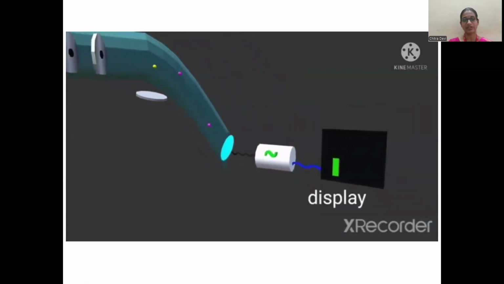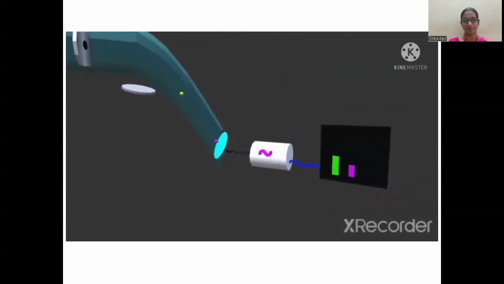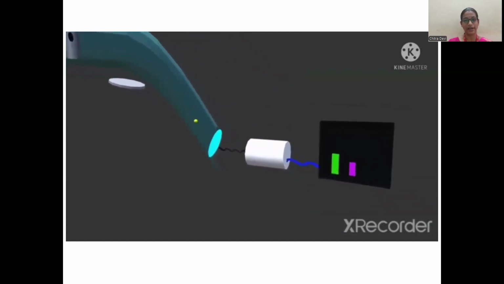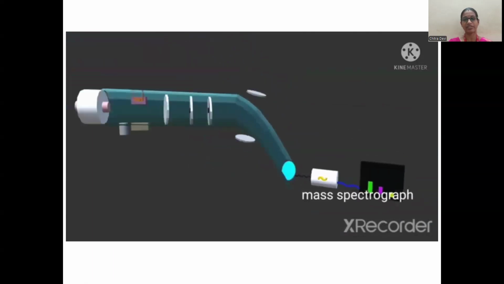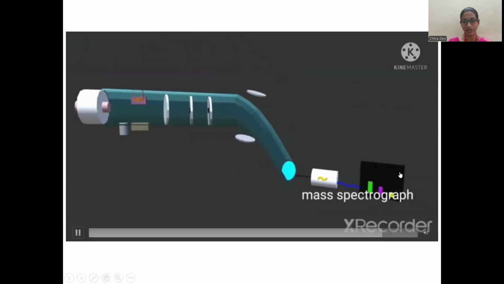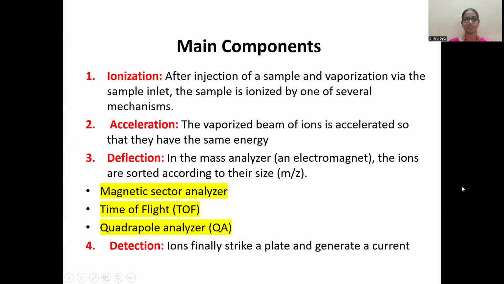Different colors appear now: green, purple and yellow. These are different ions. Based on the mass to charge ratio, they reach the detector at different time intervals. Finally, you can see the mass spectrogram. According to the mass to charge ratio, you get a different profile, and we can analyze which compound it is.